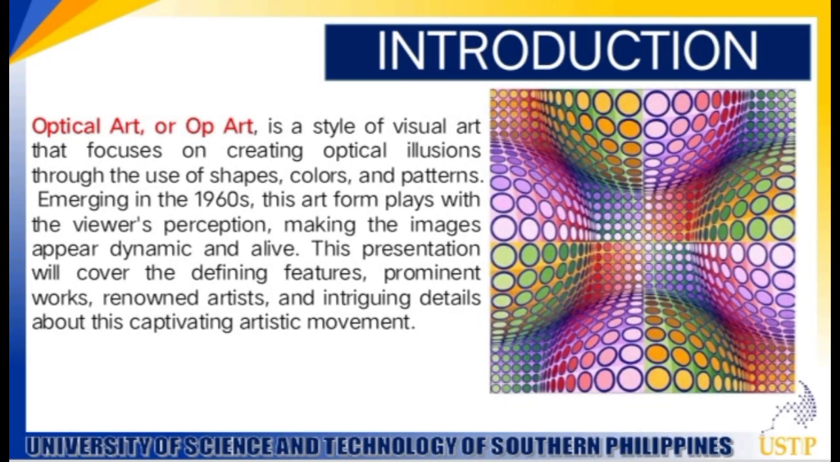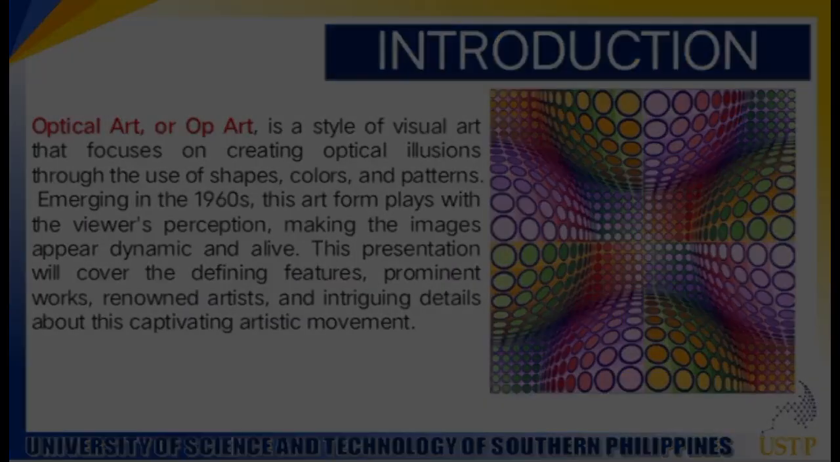Introduction. Optical art or op art is a style of visual art that focuses on creating optical illusions through the use of shapes, colors, and patterns. What is op art? Op art started in the 1960s and focuses on tricking the eye to see motion or depth in a flat artwork. Artists use shapes and colors to make them appear alive or moving even though it is still.